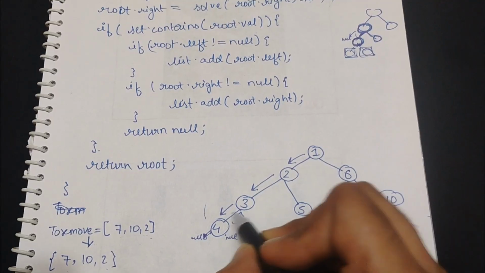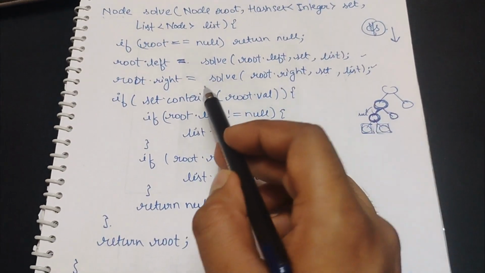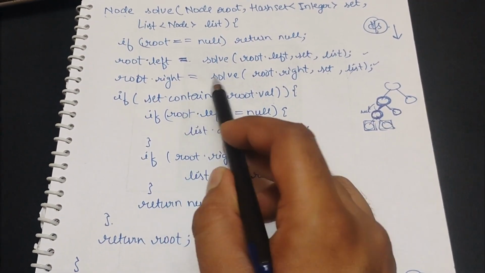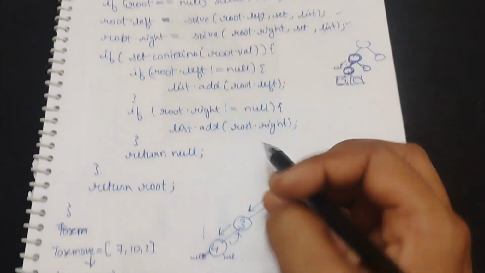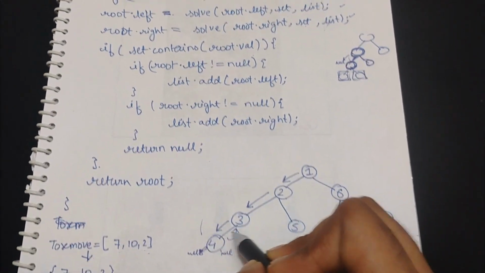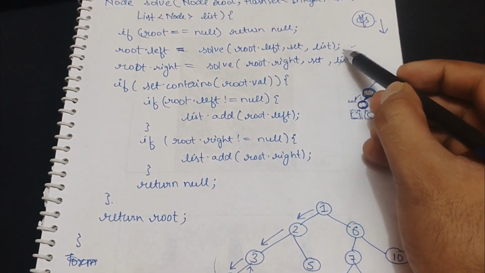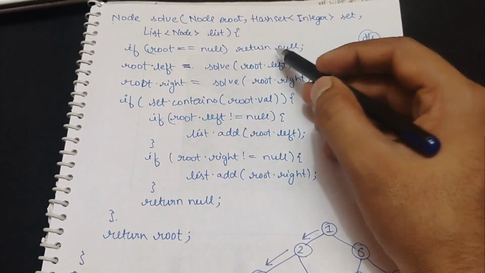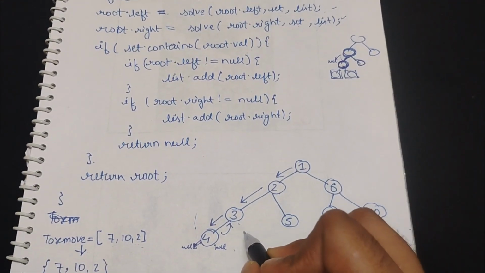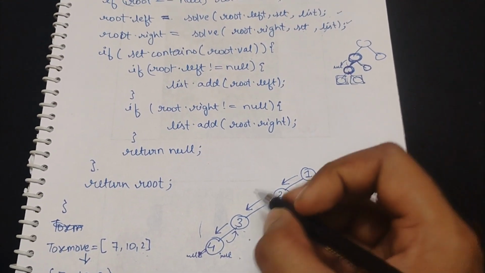So 3 dot left is 4. It is assigned. 3 has called this 4, so 3 dot left is 4. Okay, now 3 will call this root dot right. It is null, so it will return null. 3 dot right would be null. Okay, no problem.